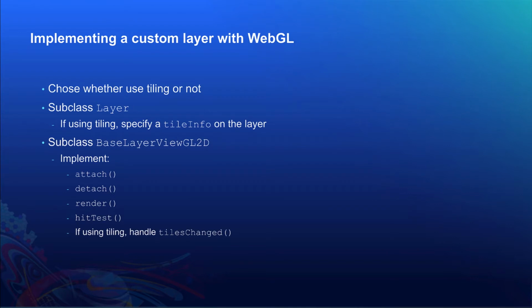The first choice that the developer needs to make is whether to use tiling or not. Then the developer can proceed to subclass Layer. If using tiling, a TileInfo should be specified on the layer. Then the developer needs to subclass BaseLayerViewGL2D and implement a few methods, some of which are optional. If tiling is in use, then the tilesChanged method must be implemented.